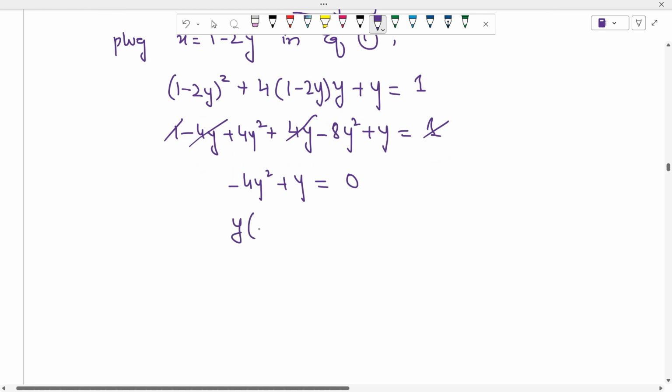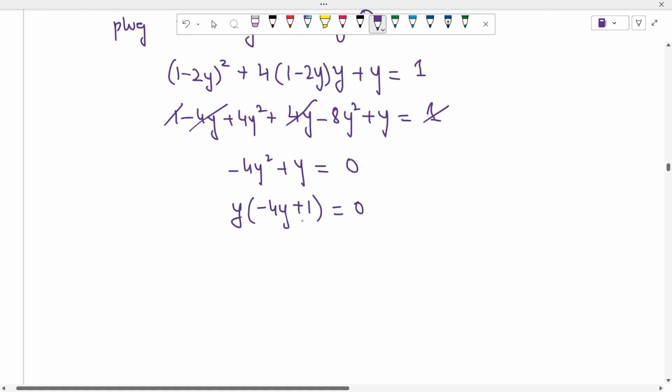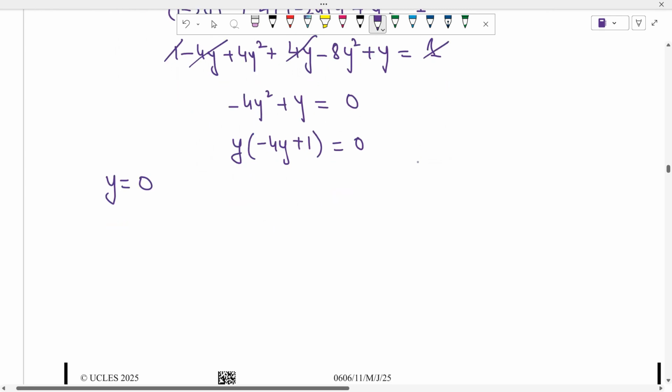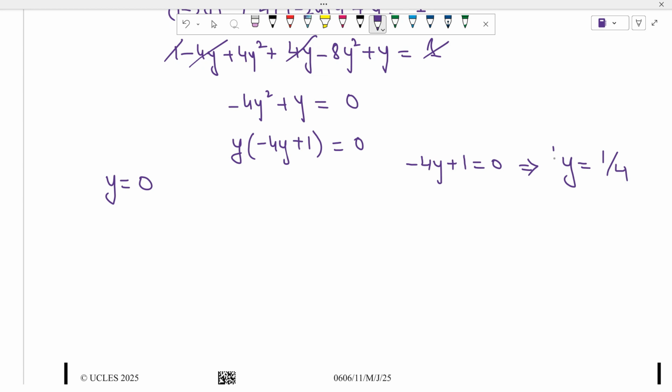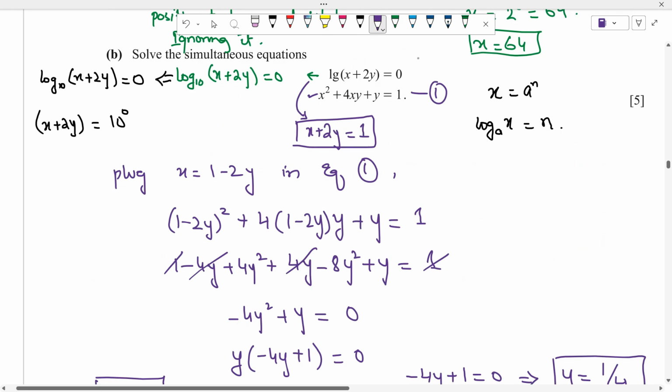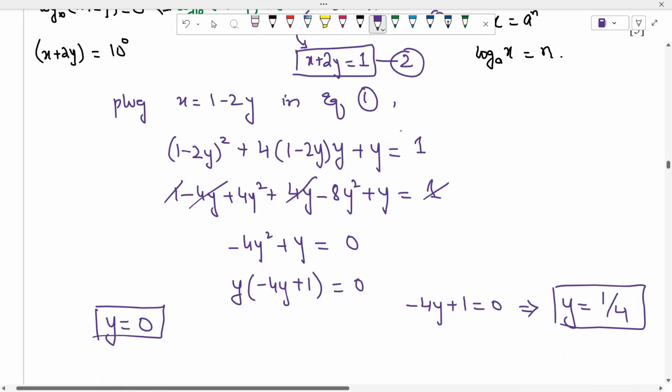Taking y common, we will have y(-4y + 1) = 0. So we have the two factors: one is y = 0, and the second one is -4y + 1 = 0, which gives y = 1/4. So we have the y coordinates. Now plug these y coordinates into equation 2 to get the x coordinates.